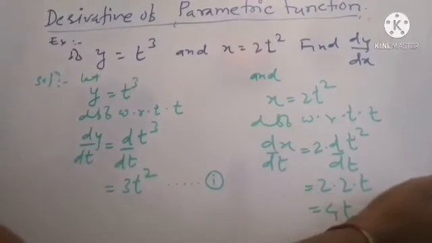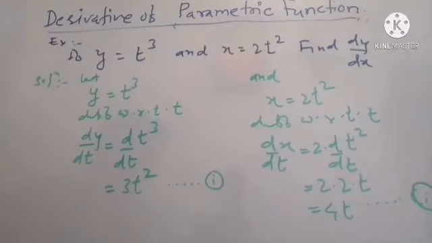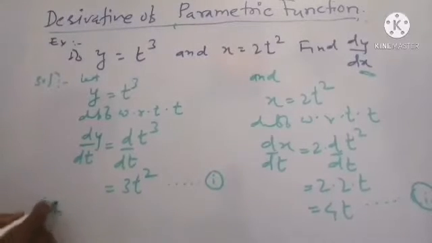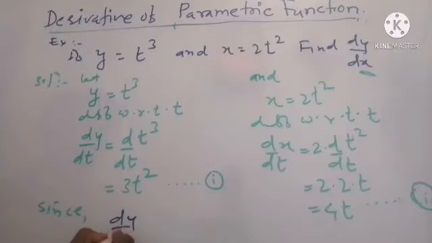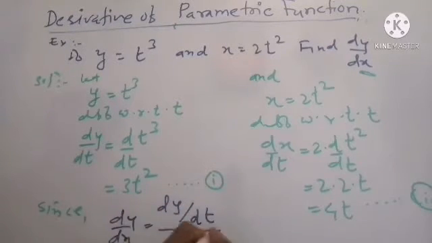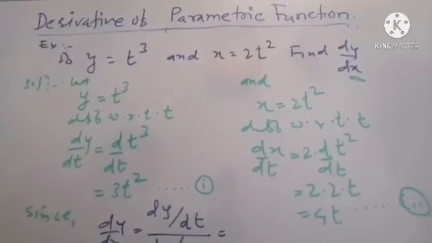See, number 1 is a derivative of y with respect to t, and number 2 is a derivative of x with respect to t. But we have been asked for the derivative of y with respect to x. Now, as we know, dy by dx can be given as dy by dt divided by dx by dt. So we have to put in only the values. What are the values?